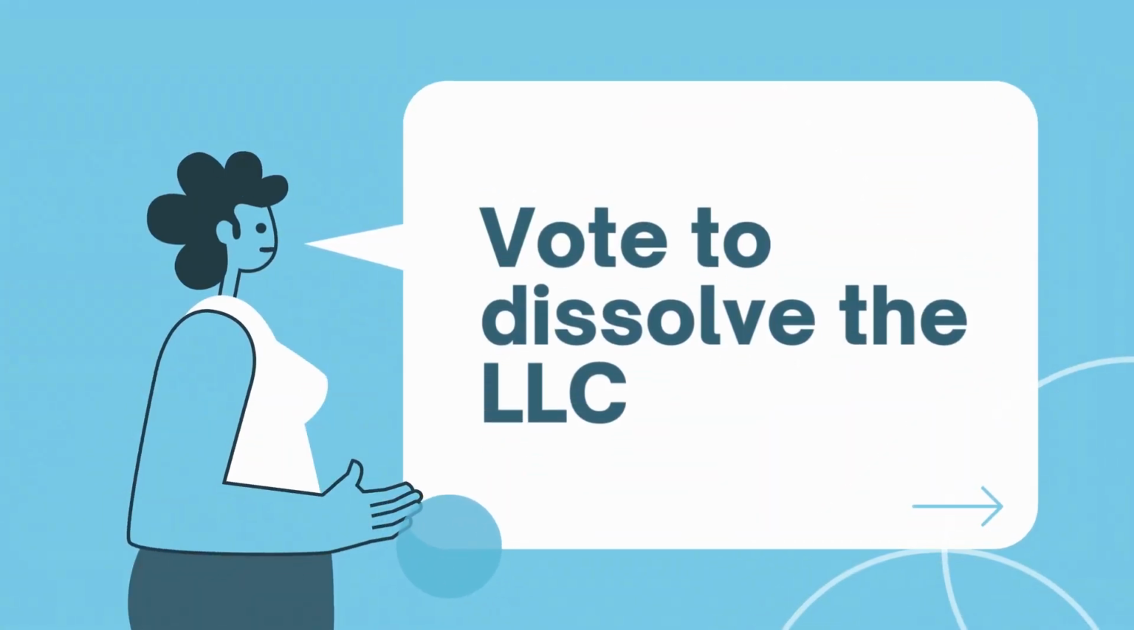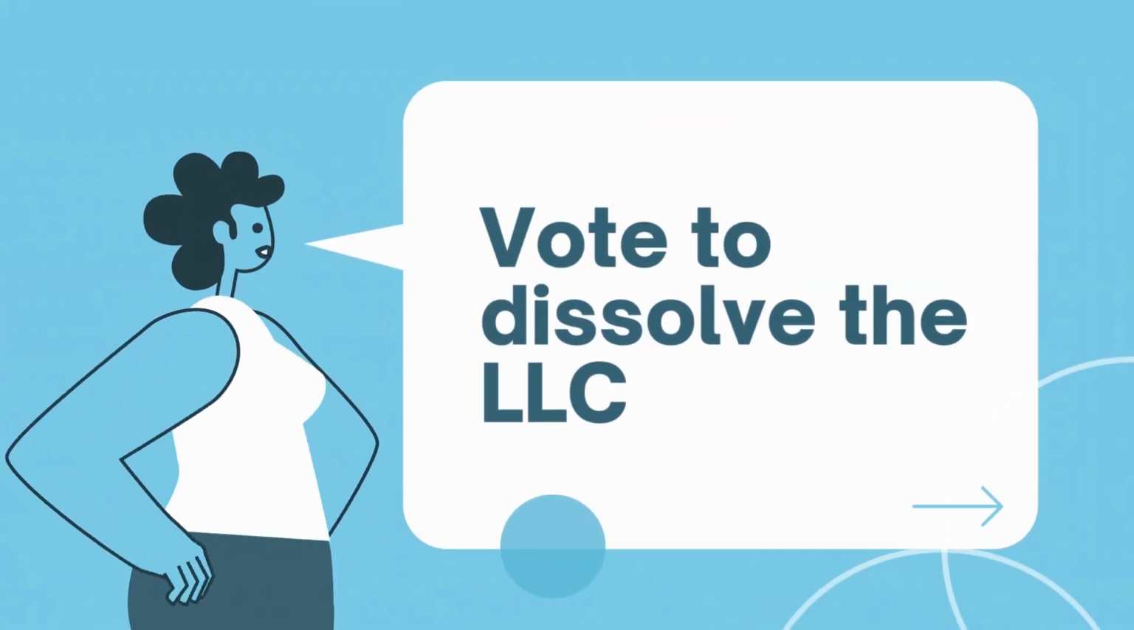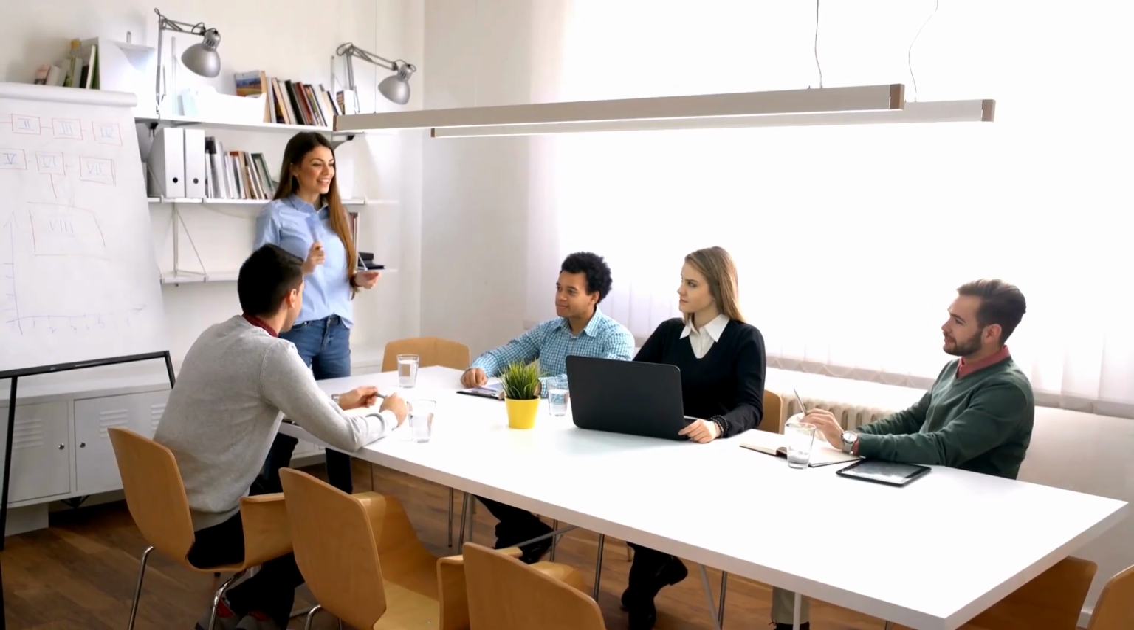Vote to dissolve the LLC. The members of the LLC must hold a meeting and vote to dissolve the company following the procedures outlined in the LLC's operating agreement. This typically requires a majority or unanimous vote of the members.